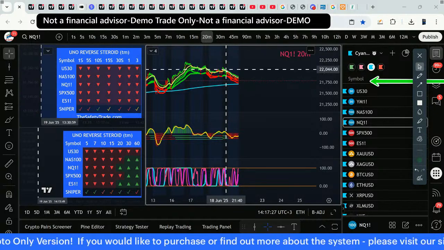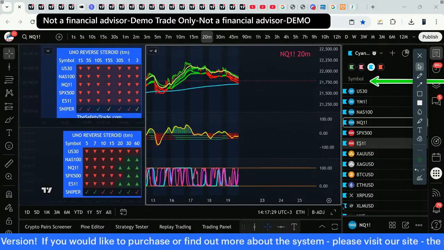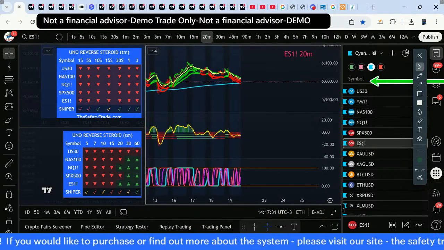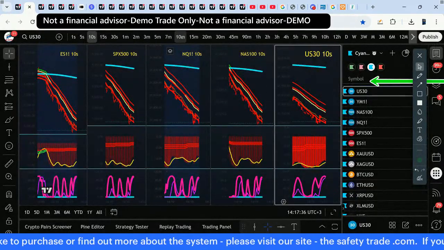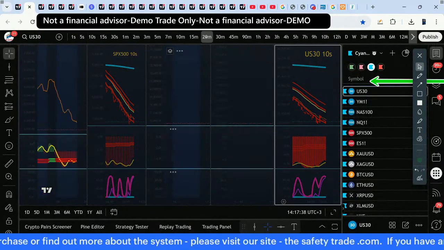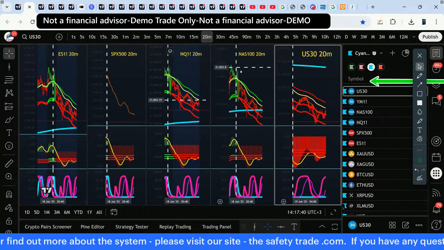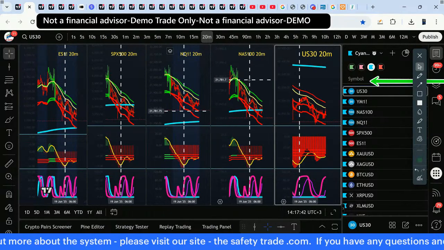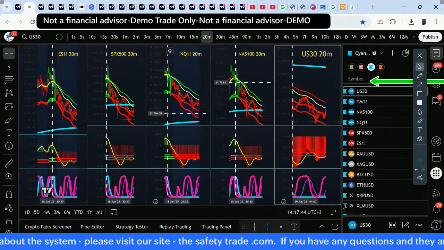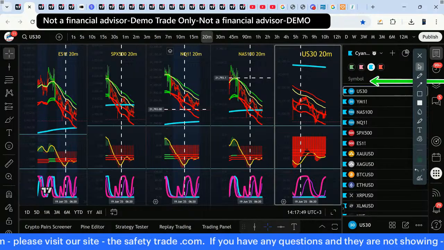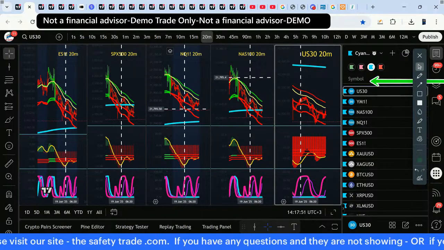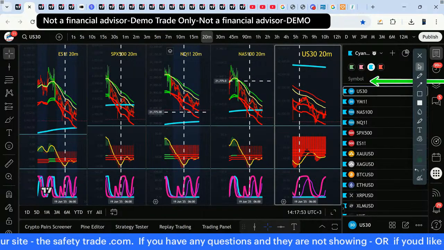NQ1 and ES1 to be hitting their 20-minute blue lines. That means a sell stop for all indices to their 20-minute blue line. Yeah. Free money giveaway, NQ1 ES1 to the 20-minute blue line sell stop. I never play sells, but if I was, this is really tempting.